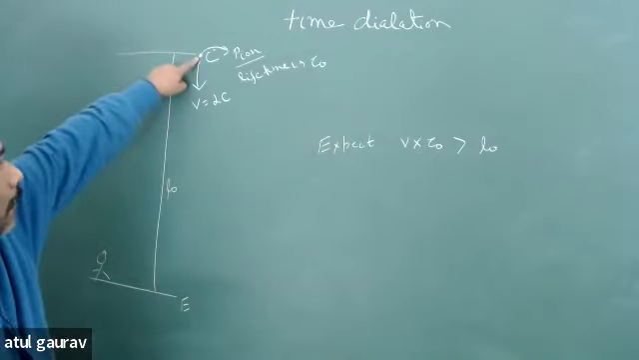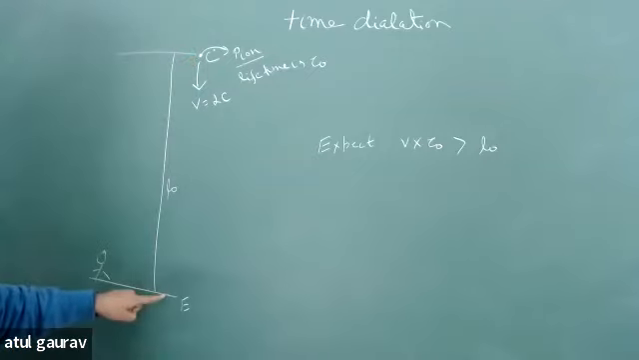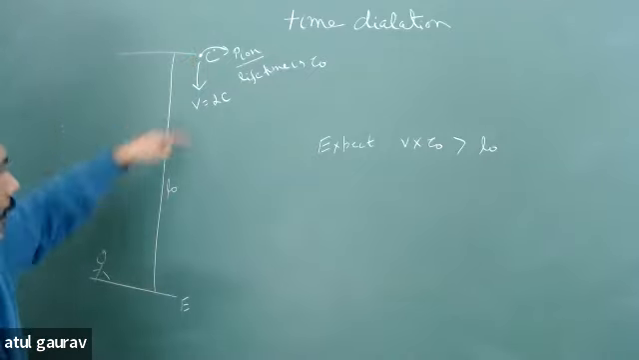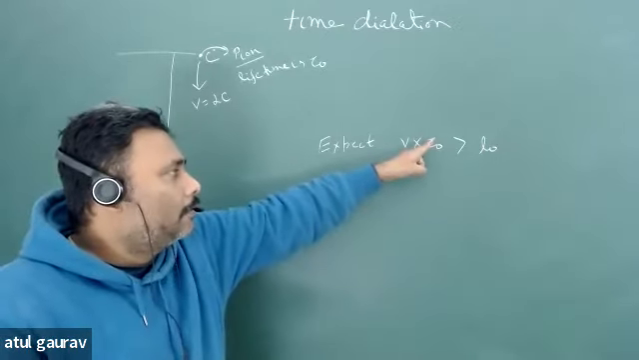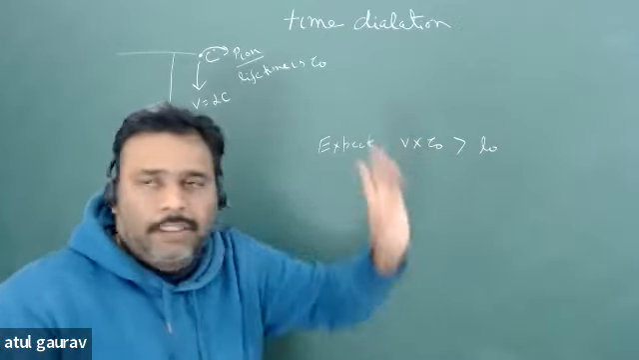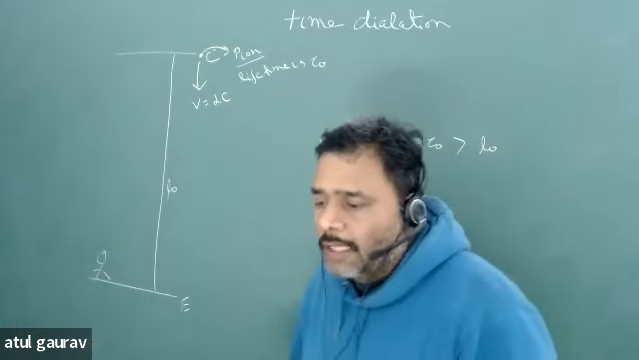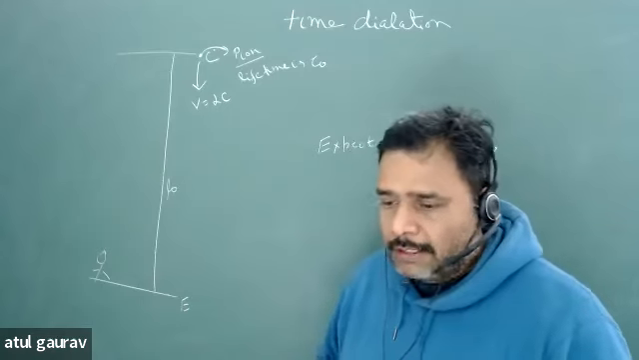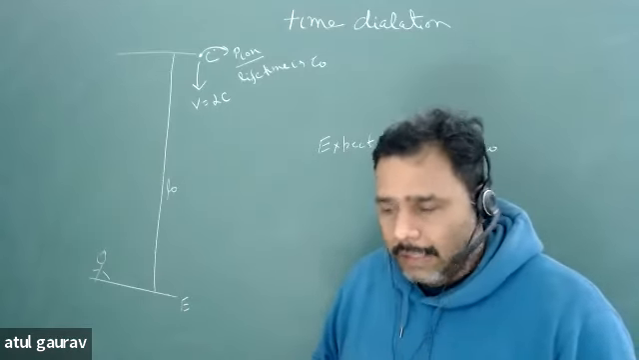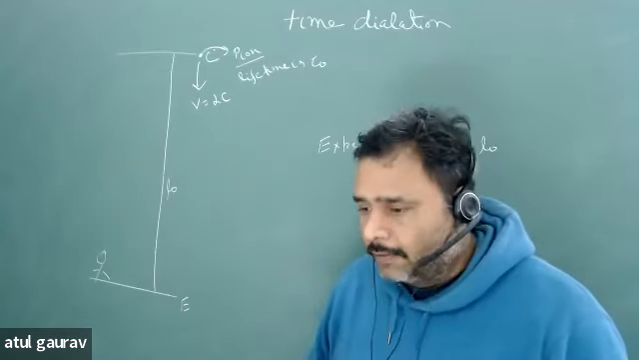Some particle is formed here, and it is coming to the surface of Earth. So it has to travel this distance with velocity v, and the lifetime is tau naught. So v into tau naught must be greater than L naught. This has to be so, only then will it come up to here. Yes or no? Please communicate with me. Yes, sir. Okay.